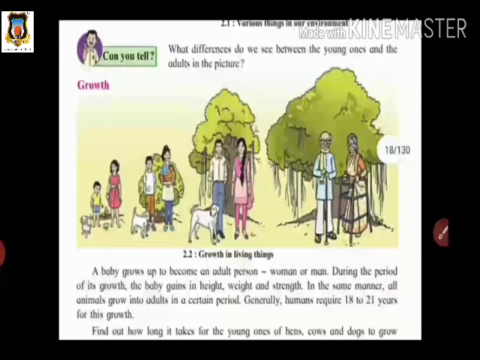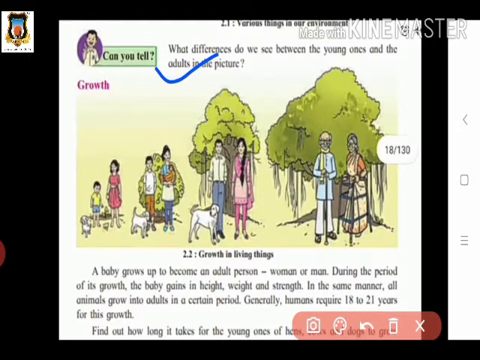For this, first you have to answer this question: what differences do you see between the young ones and the adults in the picture? In this picture we see young boys and girls, and also adult persons, an old man and an old woman. We also see animals, small puppies.